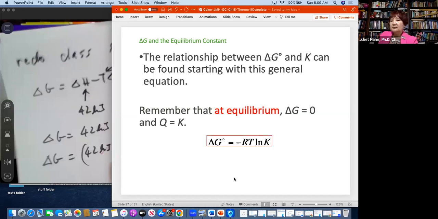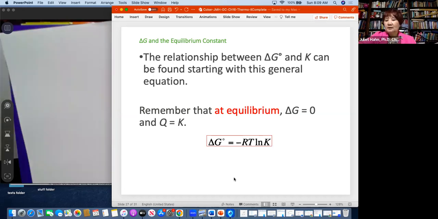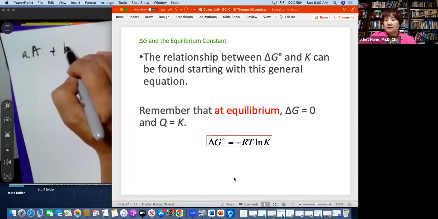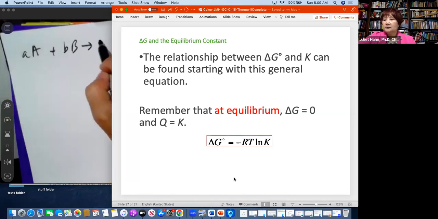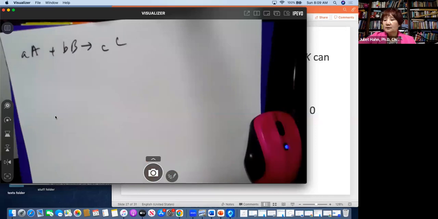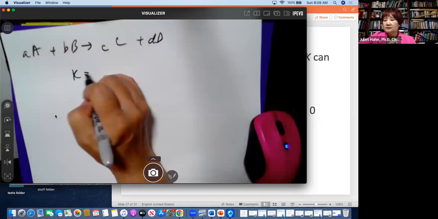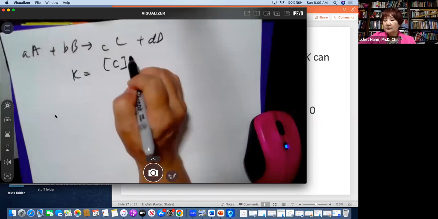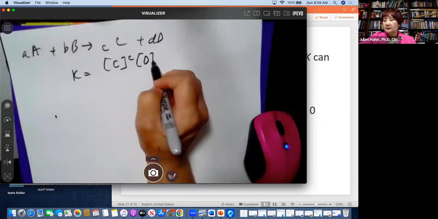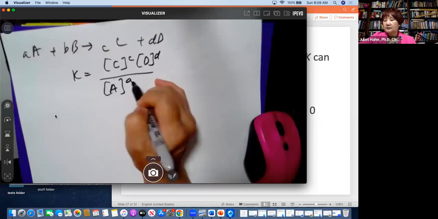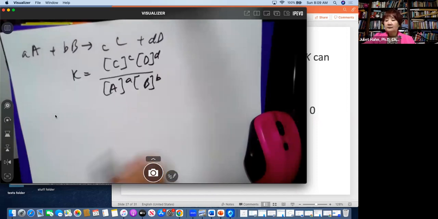So that K is where you got a moles of molecule A, b moles of molecule B, going to give you c moles of molecule C, plus d moles of molecule D. And then you get K, the equilibrium constant, is equal to C raised to the cth power, D raised to the dth power, over A raised to the ath power, and B raised to the bth power. Remember that, this equilibrium constant?